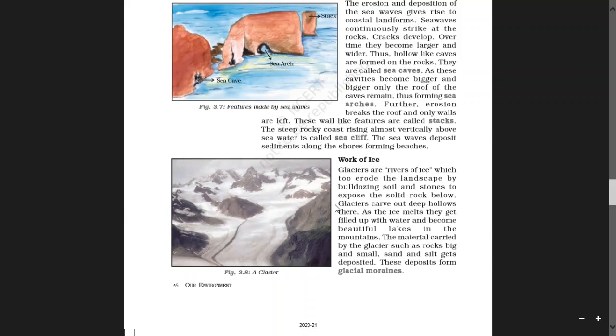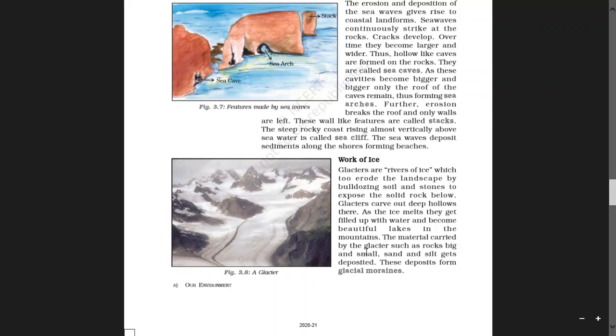Glaciers carve out deep hollows there. As the ice melts, they get filled up with water and become beautiful lakes in the mountains.